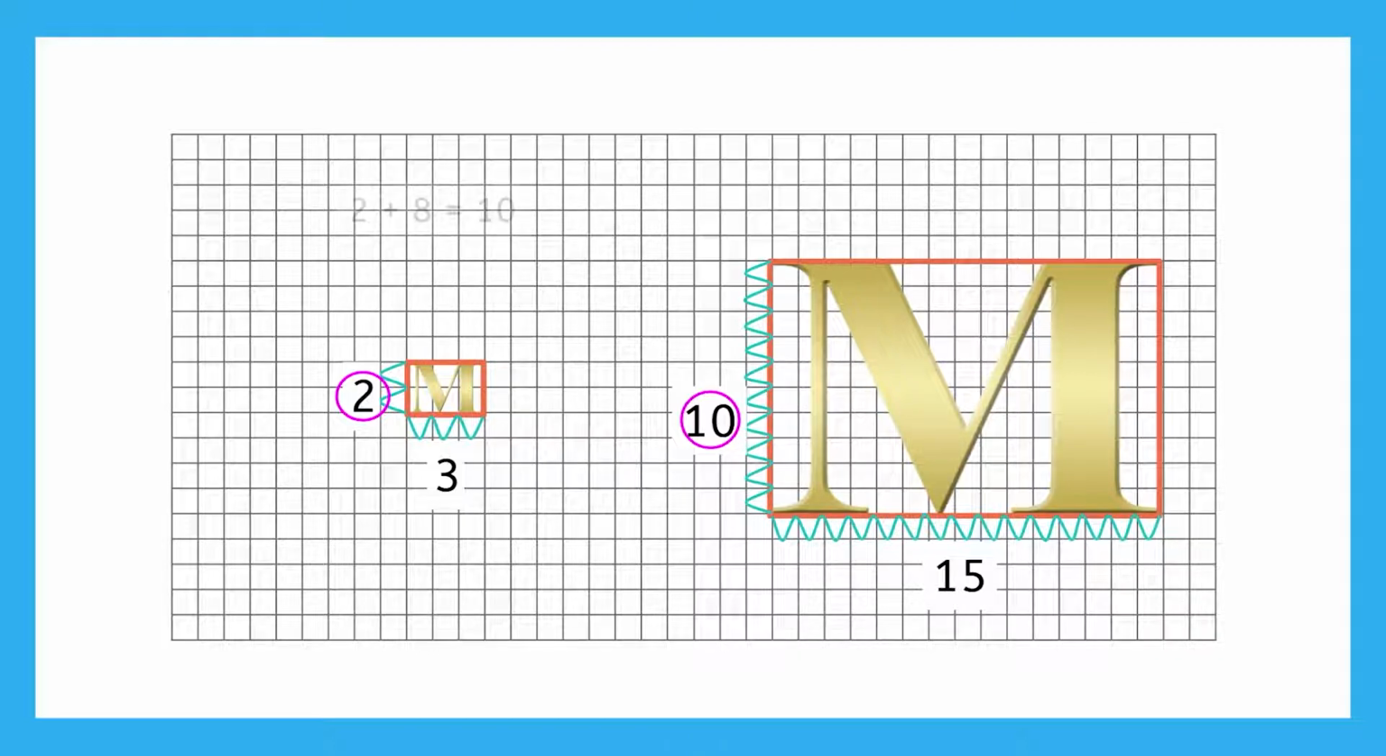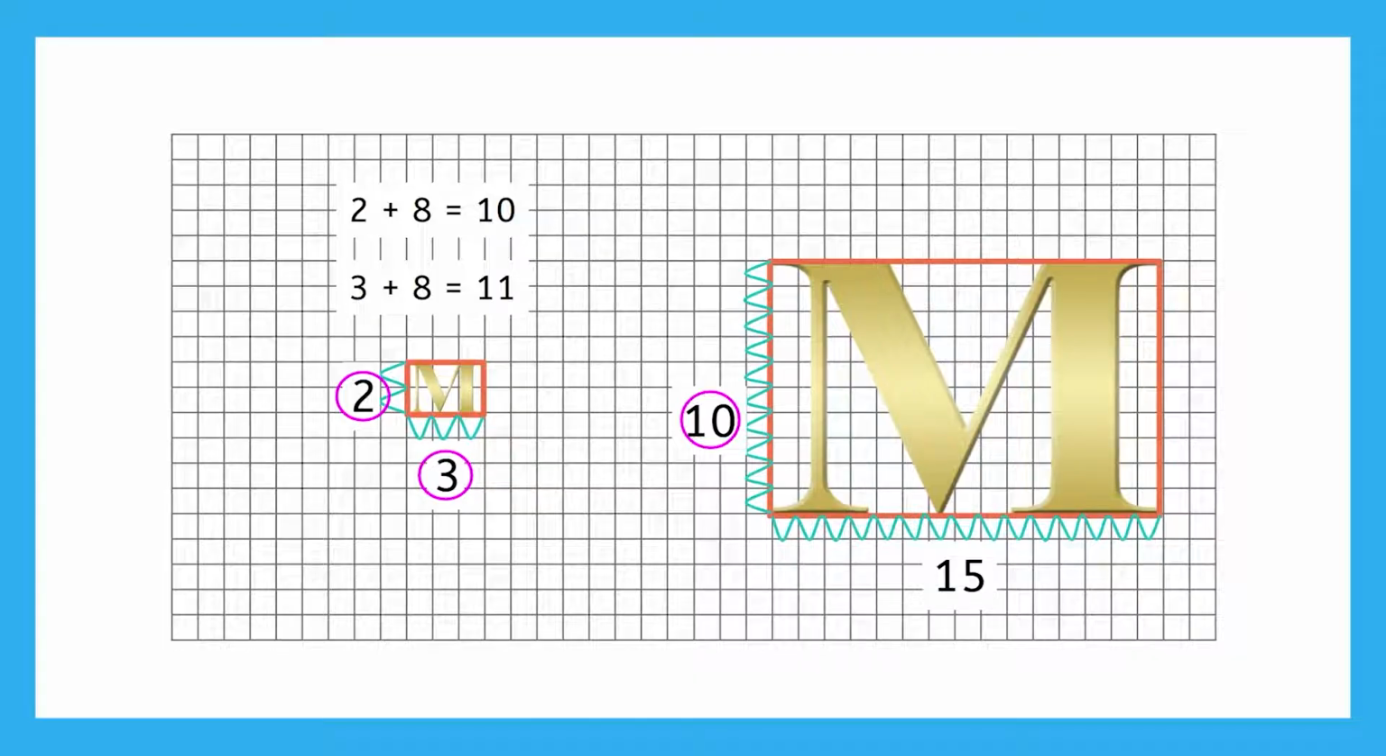Well, I know that 2 plus 8 equals 10, so maybe we just need to add 8 to both measurements. Since we need to scale equally in both directions, let's see if adding 8 to the dimension works for the width as well. The smaller m has a width of 3, and if we add 8 to it, just like we did with the height, 3 plus 8 equals 11.